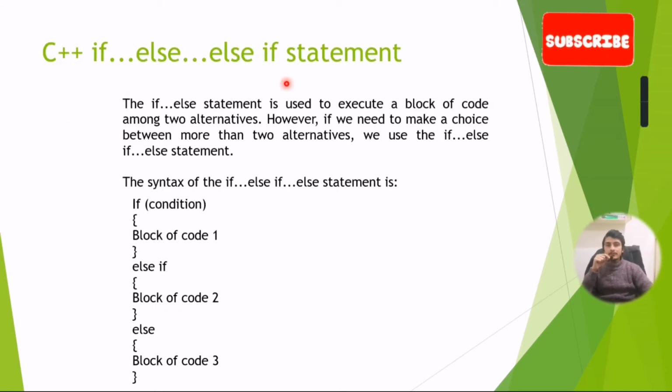So, C++ if else if statement. The if else if statement is used to execute a block of code among the two alternatives. However, if we need to make a choice between more than two alternatives, we use the if else if statements. The syntax of the if else if statement is: if condition, block of code 1; else if condition, block of code 2; else, block of code 3.